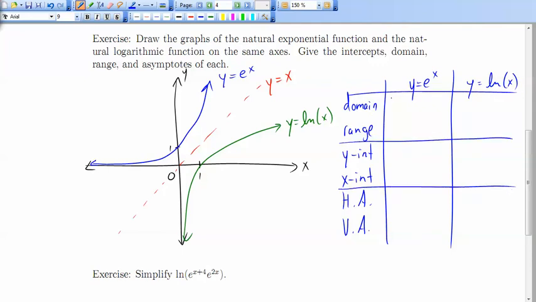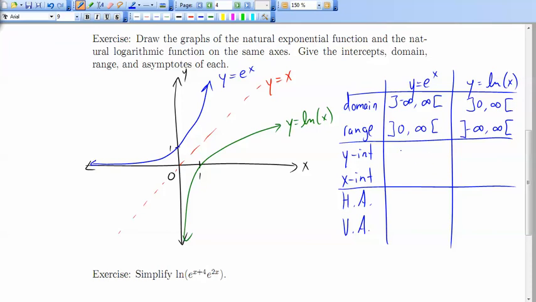So the domain of y equals e to the x is the same as it is for all our prototype exponential functions. And that means that the range of y equals ln of x has to be the same. And you can see that there on the graph. The range of y equals e to the x, of course, we only get positive outputs there. And that's exactly the domain of our logarithmic function of ln.